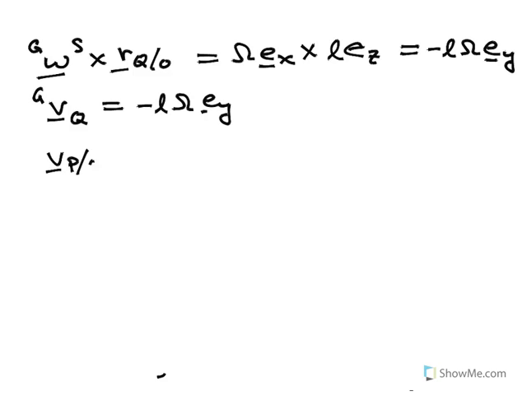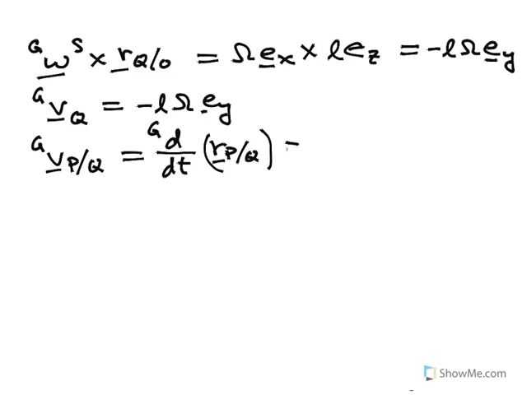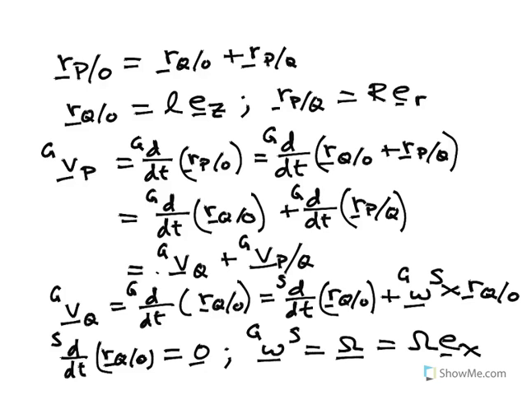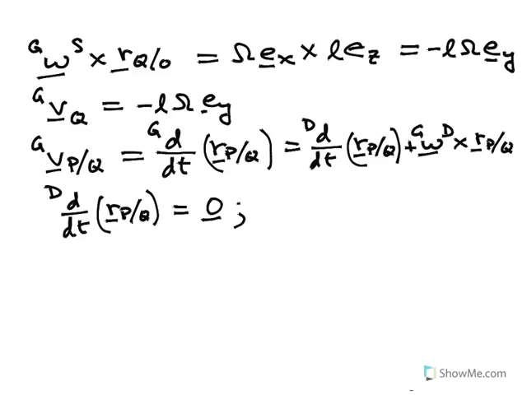So now let's get the velocity of P relative to Q in G. As we already stated, it's d dt in G of the position of P relative to Q. But because that's expressed in a basis fixed in the disk, this is d dt in D of the position of P relative to Q, plus the angular velocity of the disk relative to the ground crossed with the position of P relative to Q. And again, the rate of change in the disk of the position of P relative to Q is equal to 0, because the position of P relative to Q is equal to R ER, and R is constant and ER is fixed in the disk.